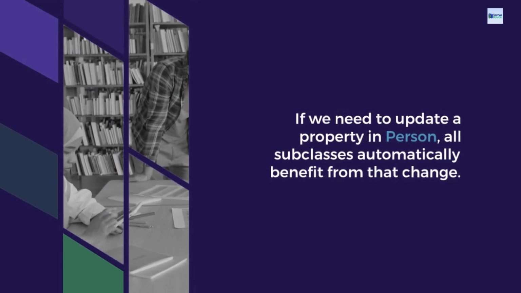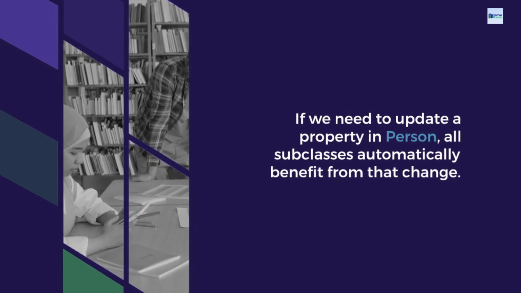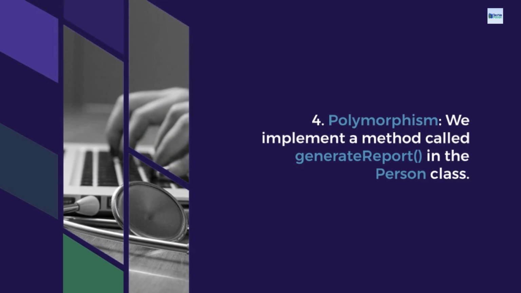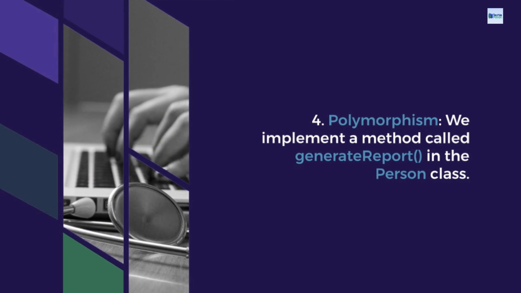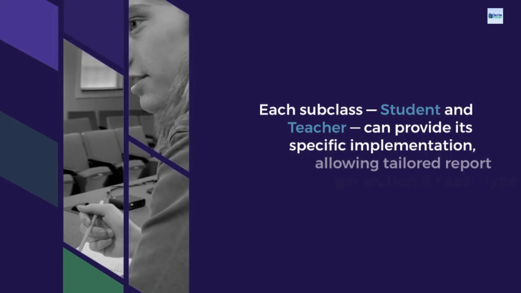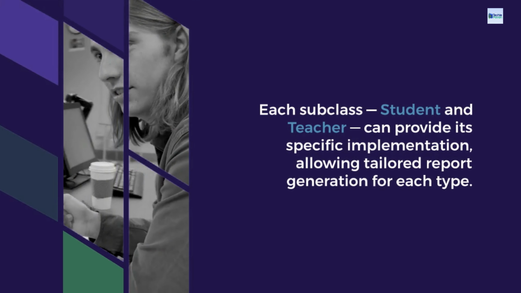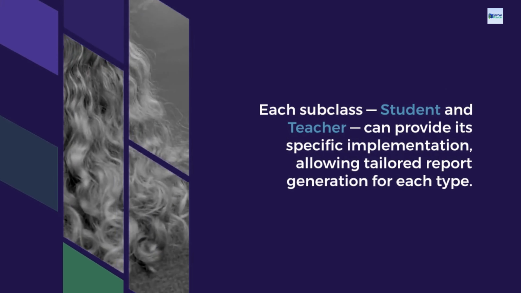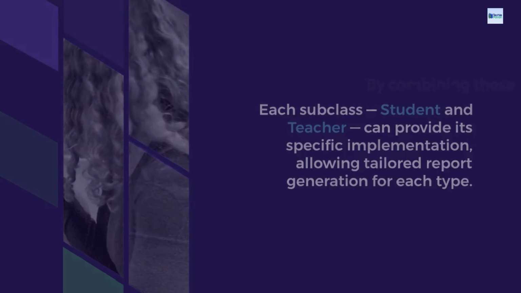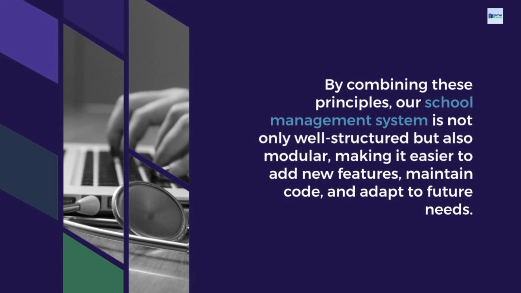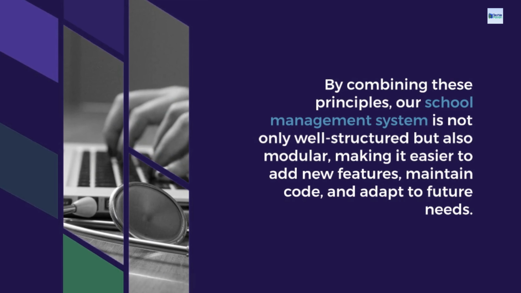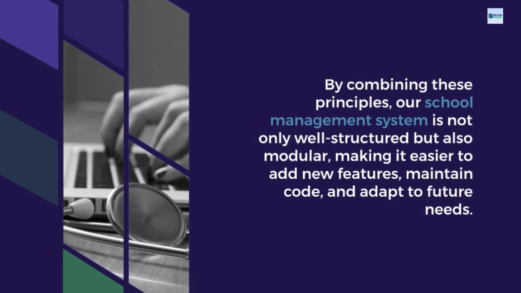4. Polymorphism. We implement a method called GenerateReport in the Person class. Each subclass, Student and Teacher, can provide its specific implementation, allowing tailored report generation for each type. By combining these principles, our school management system is not only well-structured but also modular, making it easier to add new features, maintain code, and adapt to future needs.